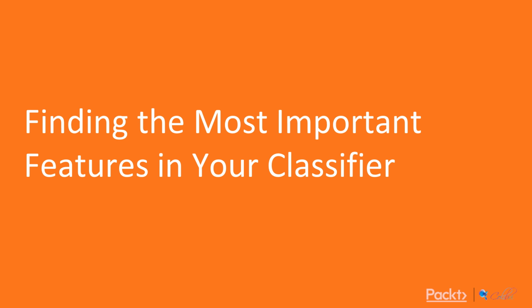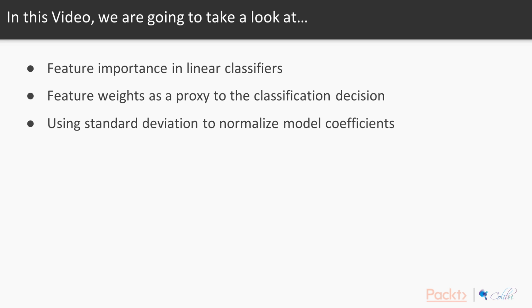In this video, the topic is finding the most important feature in your classifier. We're going to take a look at 3 different things. Number 1, what is feature importance in linear classifiers? Number 2, how can we use feature weights as a proxy to the classification decision? And number 3, how can we use standard deviation to normalize model coefficients? And you'll see later why this is important.